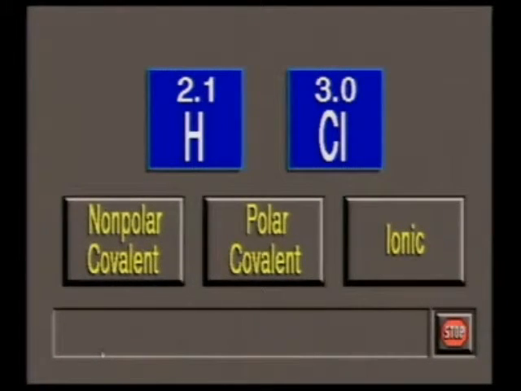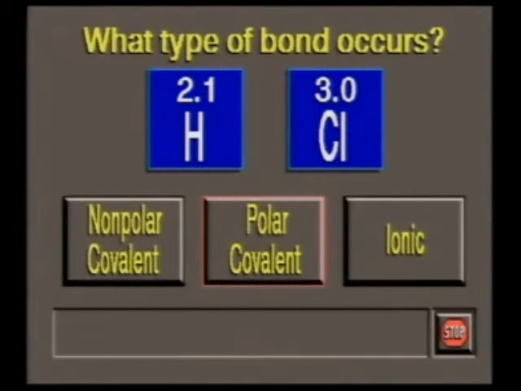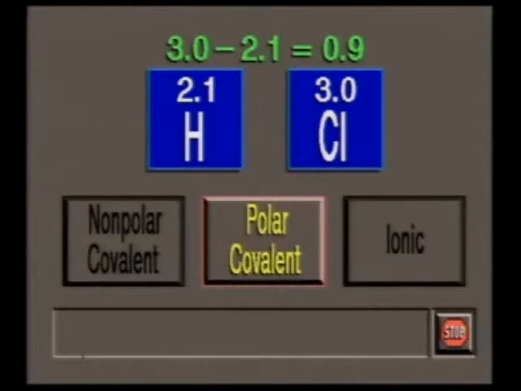What type of bond occurs between the hydrogen and chlorine atoms of hydrogen chloride? A polar covalent bond is present in hydrogen chloride.